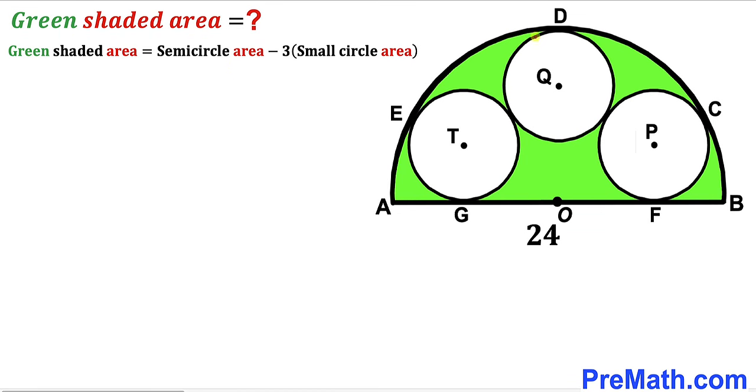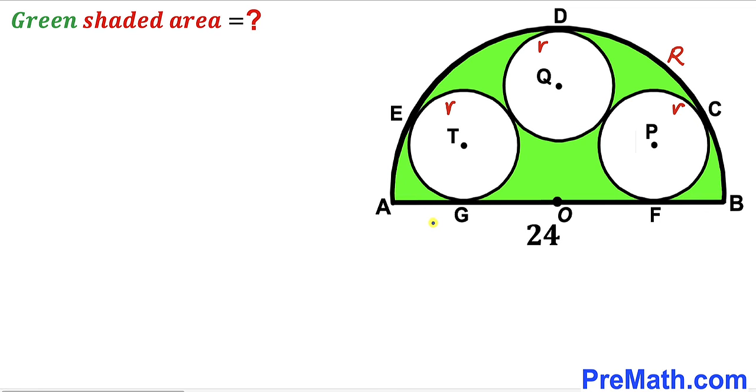Let's assume the radius of this big semicircle is uppercase R, whereas the radii of these identical small circles I'm going to label as lowercase r. Now we are going to find the values of lowercase r and uppercase R. We can see that this diameter AB is 24, so the radius of this semicircle, represented by uppercase R, is going to be 12 units.